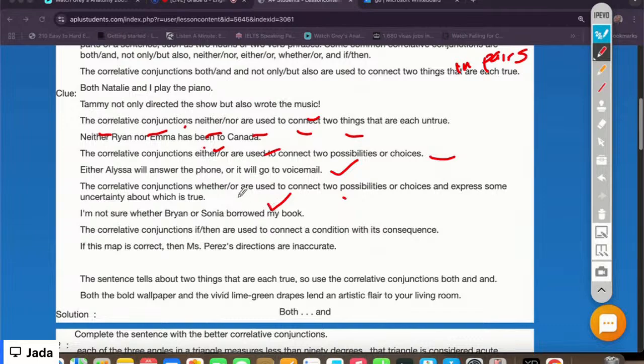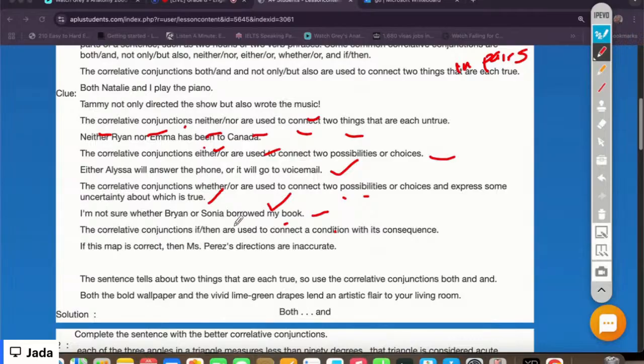So the correlative conjunction whether or is used to connect two possibilities or choices and express some uncertainty about which is true. Okay, so it connects two possibilities or choices and then it expresses the uncertainty about which is true. So we have, I'm not sure whether Brian or Sonia borrowed my book. So it's a possibility, but you're not certain about it.